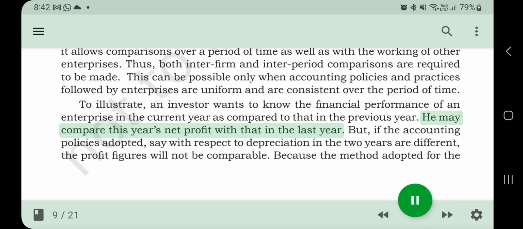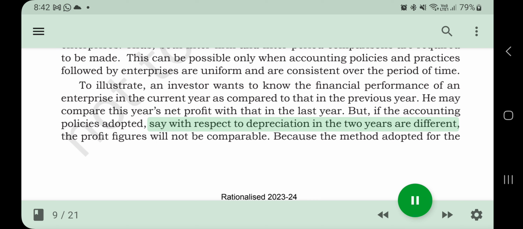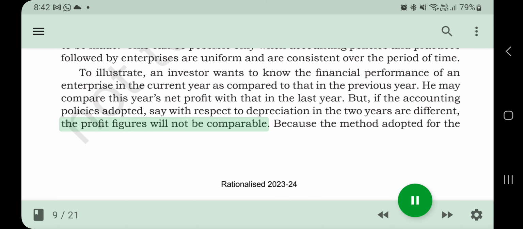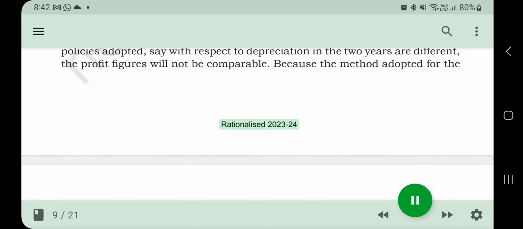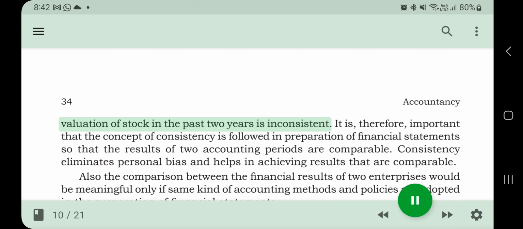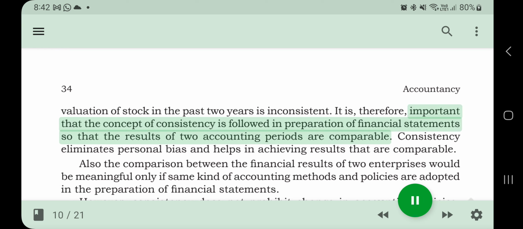He may compare this year's net profit with that in the last year. But if the accounting policies adopted, say with respect to depreciation, in the 2 years are different, the profit figures will not be comparable. Because the method adopted for the valuation of stock in the past 2 years is inconsistent. It is, therefore, important that the concept of consistency is followed in preparation of financial statements so that the results of 2 accounting periods are comparable.